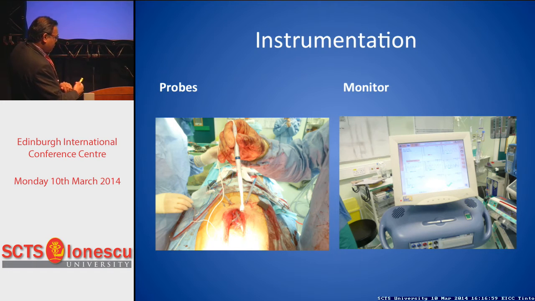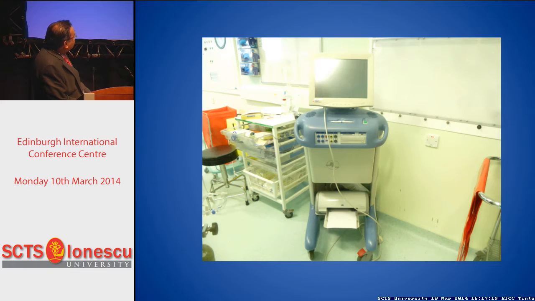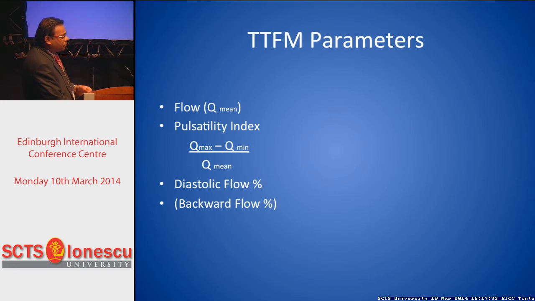The probe is a handheld probe, and they come in various sizes ranging from 2 to 5 millimeters. The probes have to go around the conduit. This is a touch screen monitor over there, and via the monitor you can control the output of the probe. In our theaters, the computer is also connected to a printer. So after every graft is performed, we print out a flow tracing for every individual graft and put it in the patient's case notes.